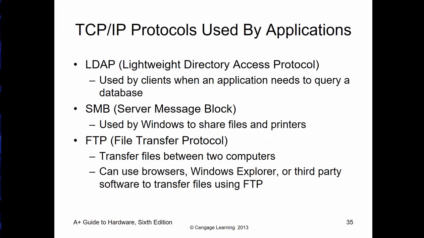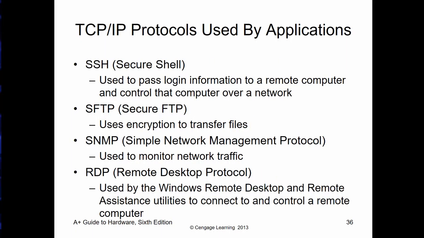You also have things like SMB, which is used for file sharing. You also have things like FTP, used for file transferring, and some of the secured ones like SSH or secure FTP. You also have remote connection protocols like Remote Desktop Protocol, which is used for us to remotely connect to a Windows PC.